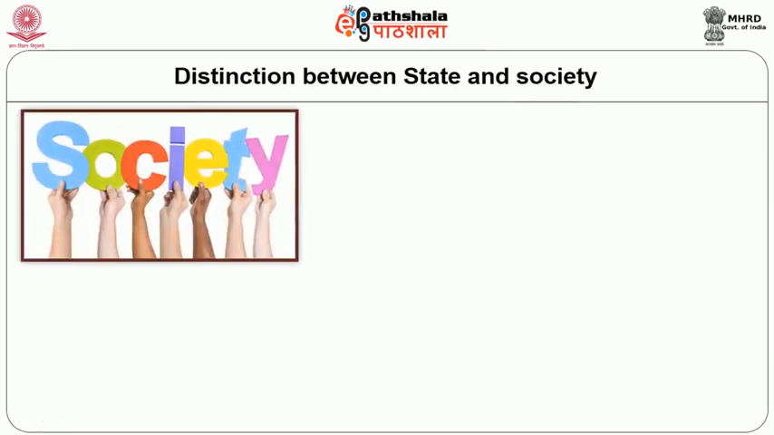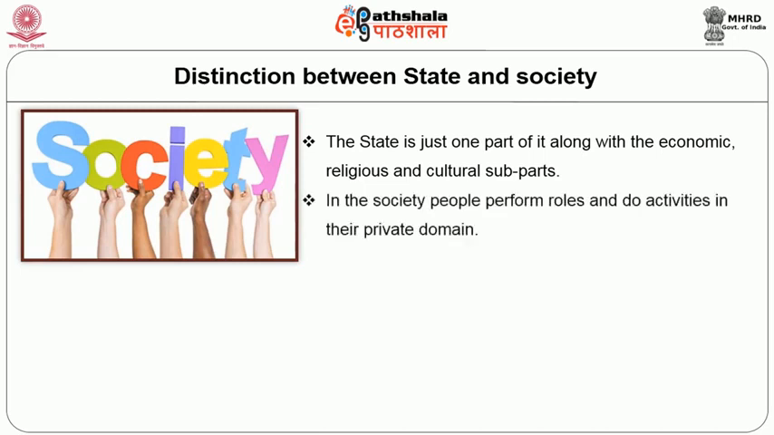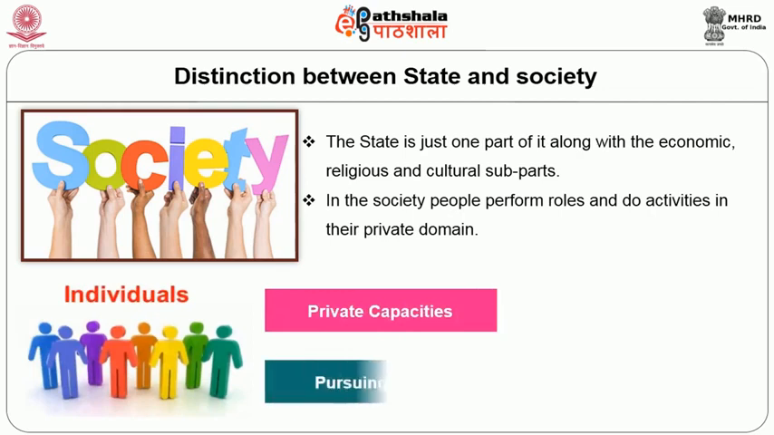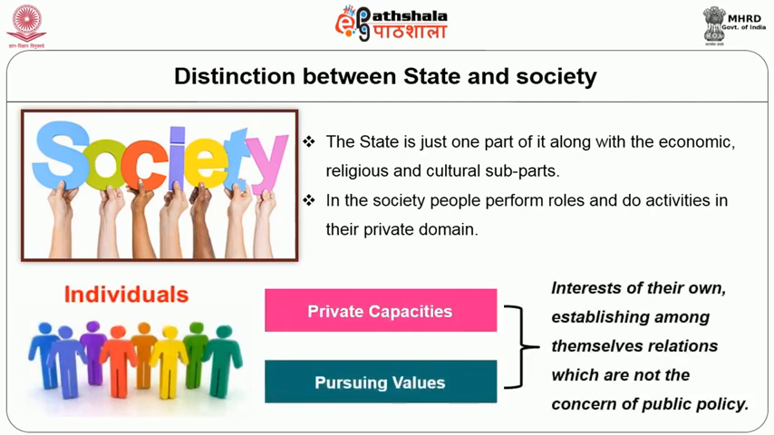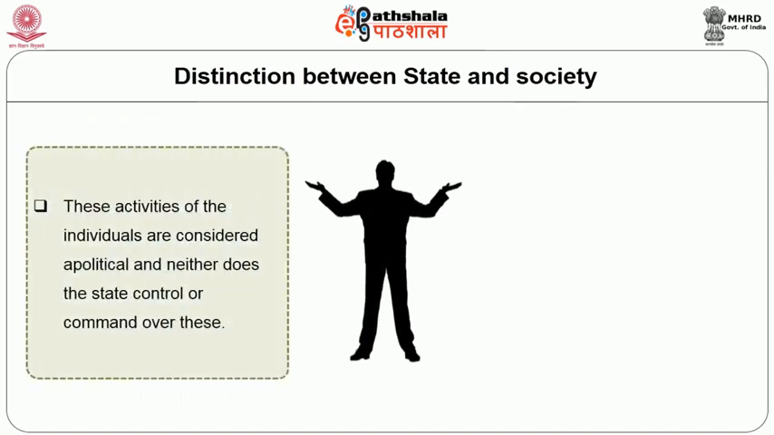The society is a larger entity than the state. The state is just one part of it, along with the economic, religious and cultural subparts. In the society, people perform roles and do activities in their private domain. Individuals undertake those activities in their private capacity, pursuing values and interests of their own and establishing among themselves relations which are not the concern of public policy. These activities of the individual are considered apolitical, and the state neither controls nor commands them.